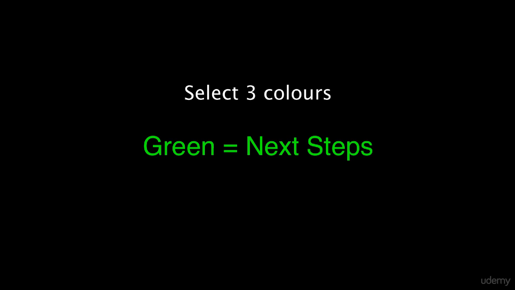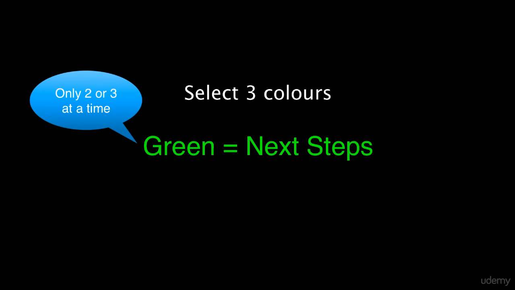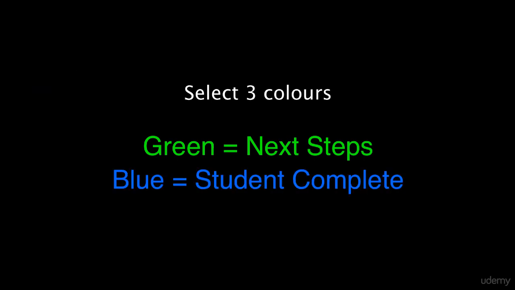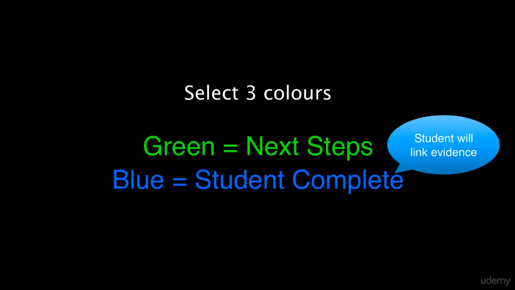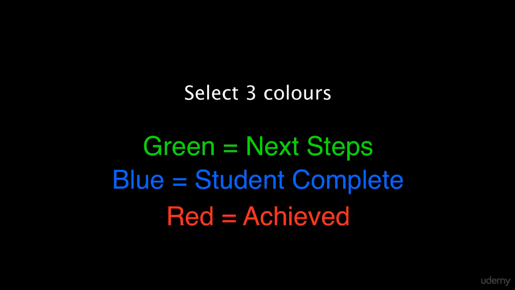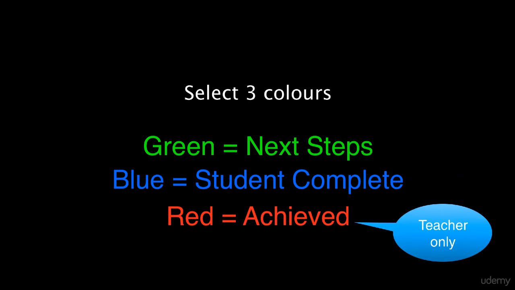This is where you need a system in place. This is how I did it. I used 3 colours. If a learning intention was highlighted green, it was one of their next steps. I would only do 2 or 3 at a time to keep it simple. If a learning intention was highlighted blue, the student had marked the intention as complete and they had linked evidence to show this. If a learning intention was highlighted red, the teacher had signed this off as being achieved. Only the teacher is allowed to highlight in red.